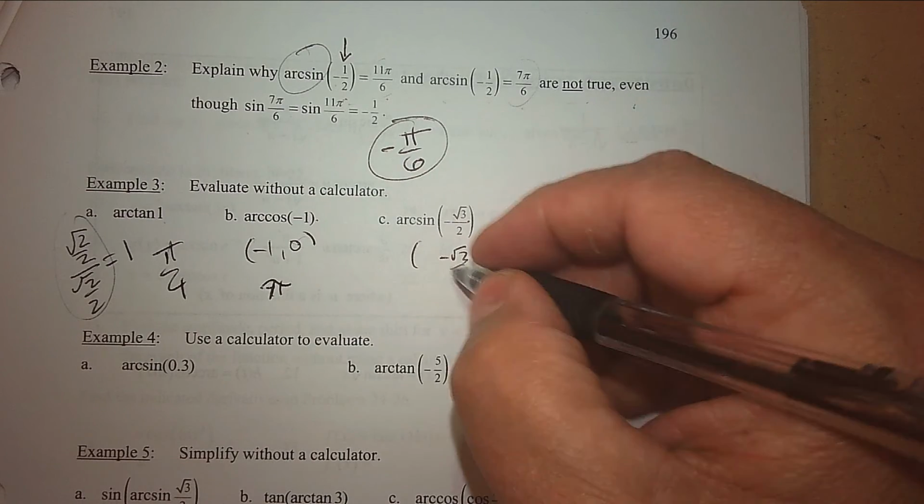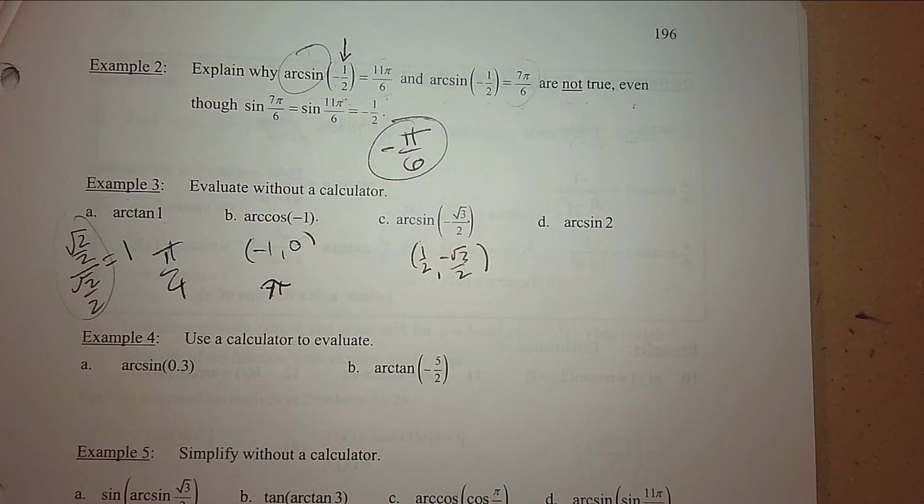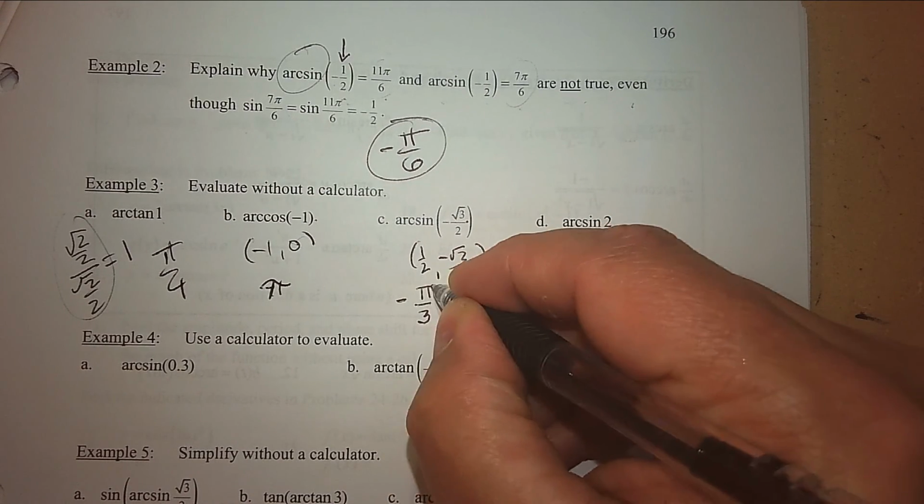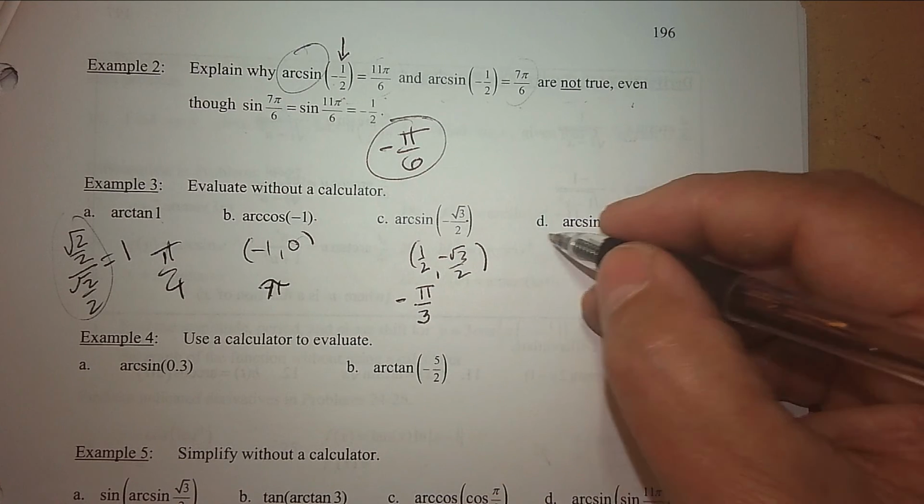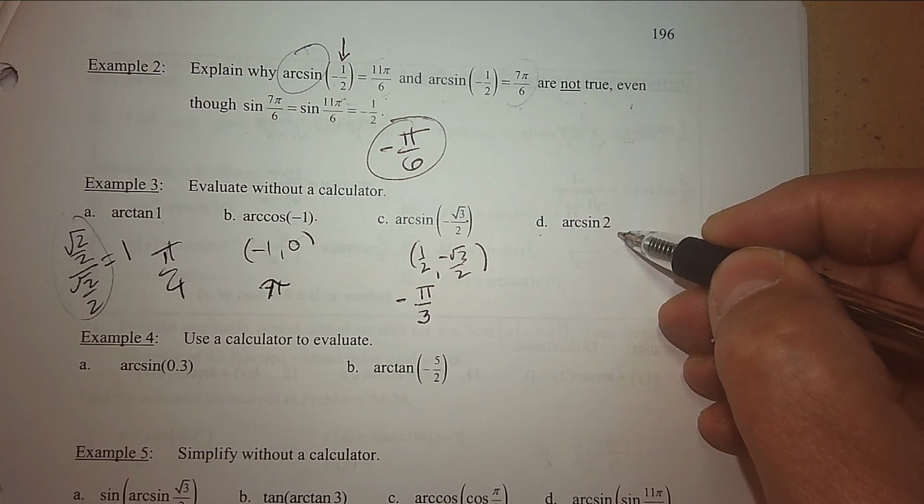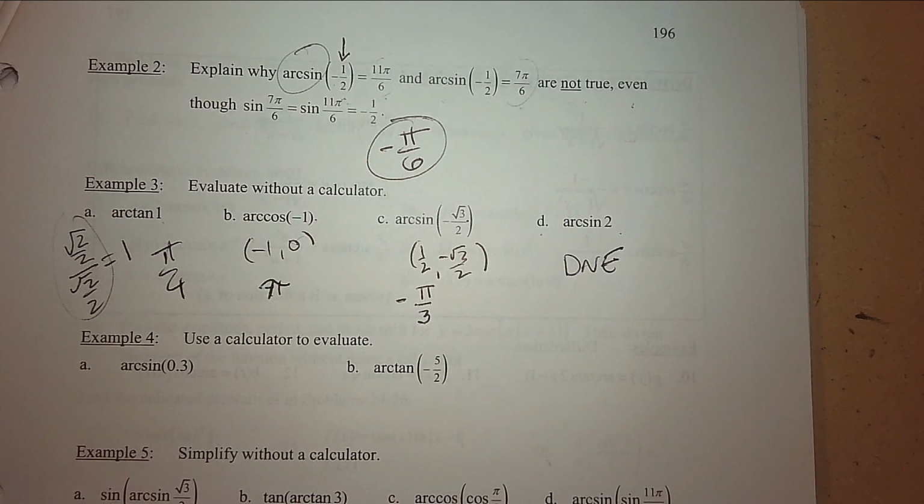Where is the y-coordinate negative root 3 over 2? What is the reference angle? What would the radian be? Pi over 3, and it would be negative pi over 3. For the next one, D, arc sine 2, you would write down there is no point on the unit circle for that.